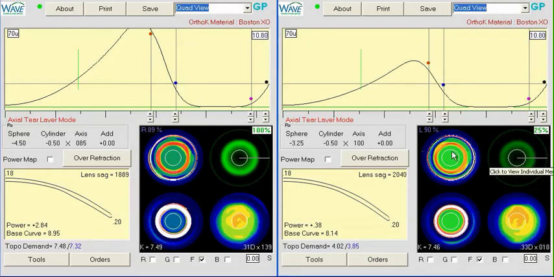So now we have lenses where we should be closer to plano of refraction in the right eye and around a -2 residual refraction in the left eye for a standard monovision effect. This is what I traditionally do with presbyopic patients.